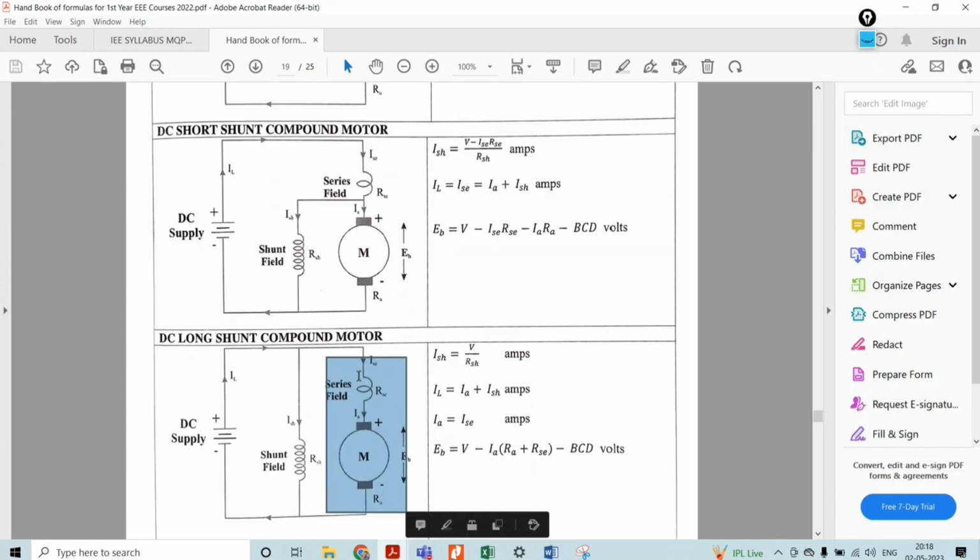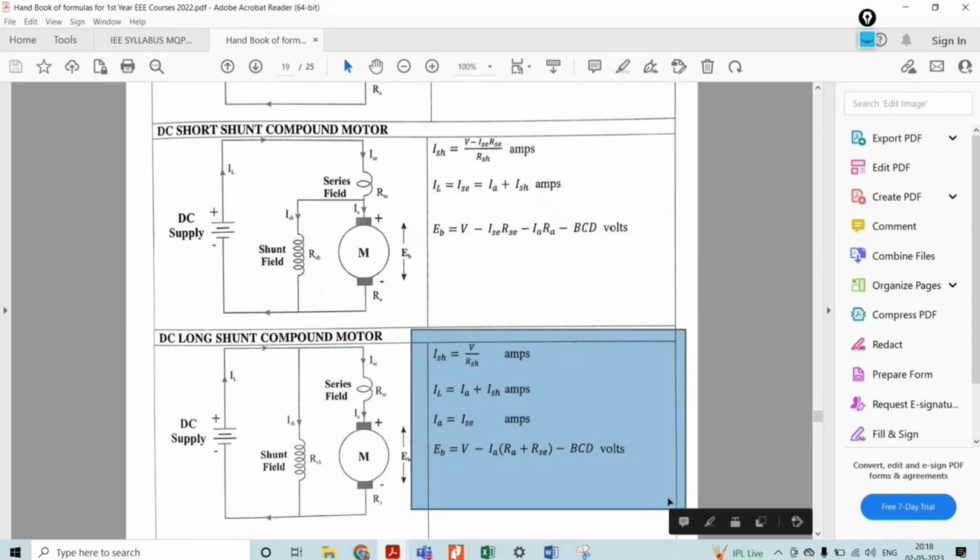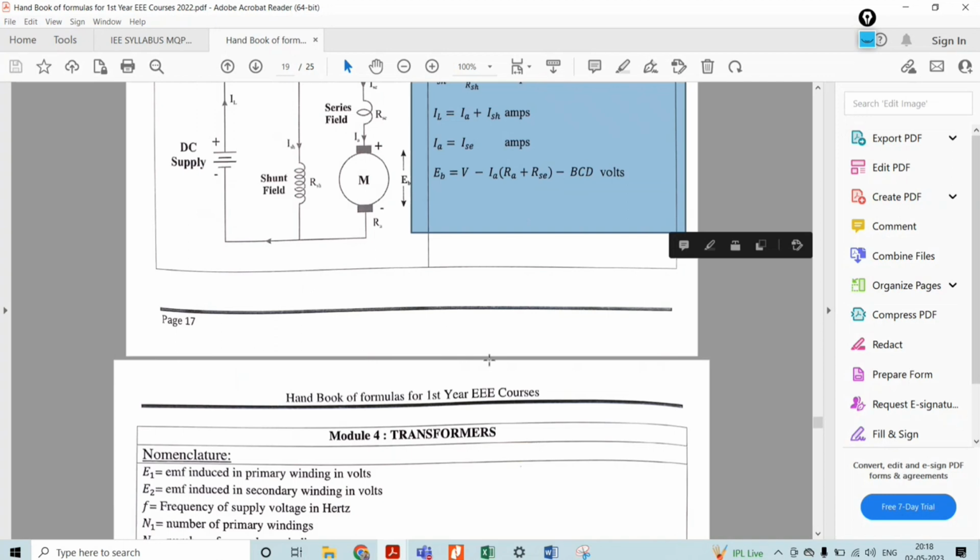The corresponding equations are provided. You can practice these equations, which are in the data handbook itself. Make use of it, solve the numerical. That is more than enough.